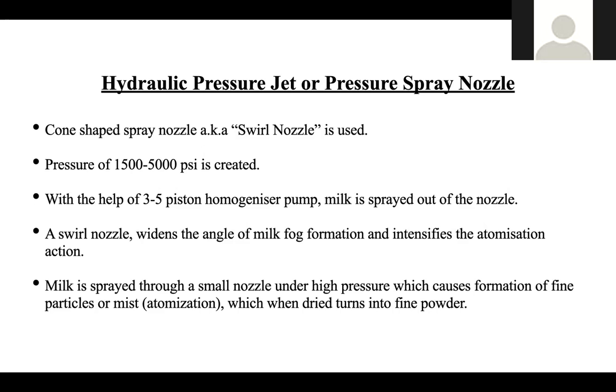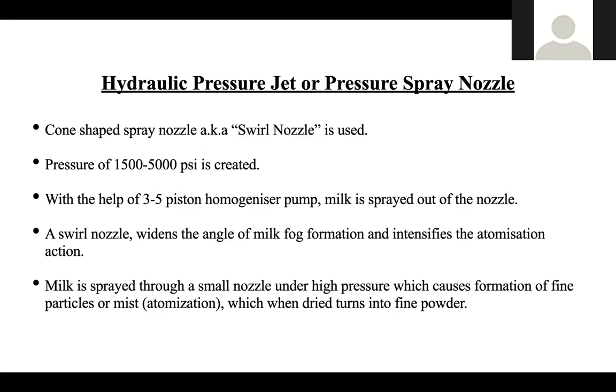So if we use the swirl nozzle, it swirls 360 degrees in all the directions. The fog is formed in all the parts of the drying chamber and complete utilization of the heat energy takes place. Because heat cannot be stored, it is an energy. So if we do not utilize the drying chamber as a whole, heat will be lost and will not be utilized in making the milk powder. If we use a swirl nozzle, that fog or mist will be formed throughout the drying chamber. As a result, the heat in all the corners of the chamber will be utilized. Is this clear?